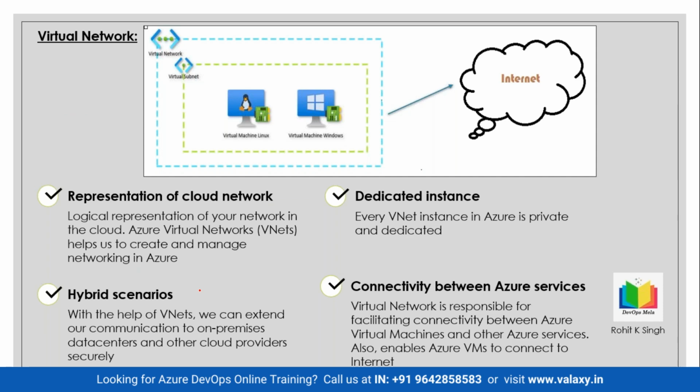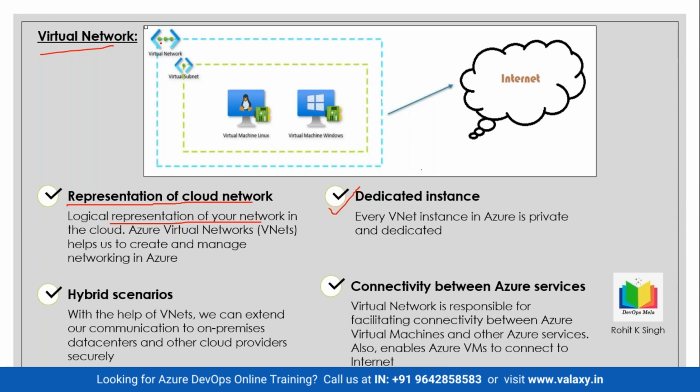What are the virtual network benefits? The first benefit is representation of a cloud network. What exactly is it? It's a logical representation of a network in the cloud. Azure Virtual Network helps you manage networking in Azure. So if you want to enable networking, you want to create your own virtual network, this is what you can do. You will have a dedicated instance. What do I mean by that? Your VNet instance in Azure is private and dedicated. You'll create your own VNet, and you can create your own private network.